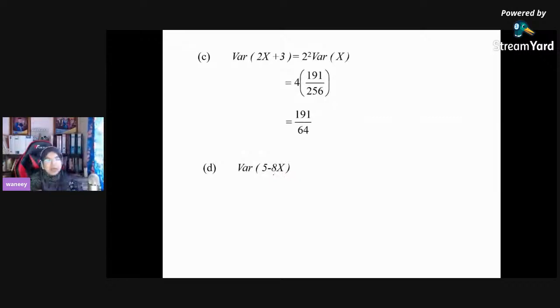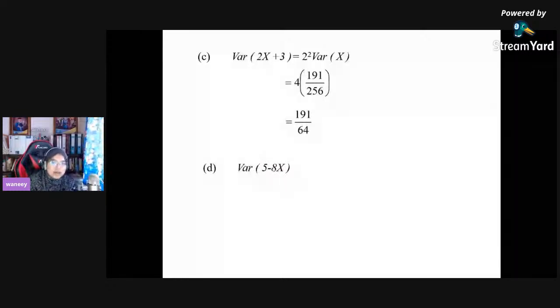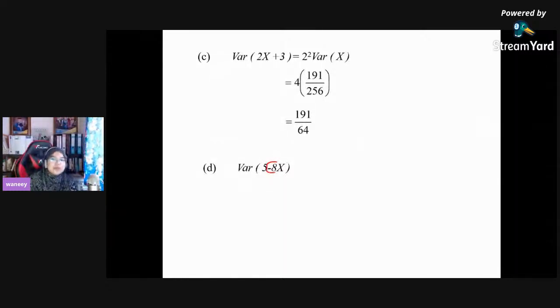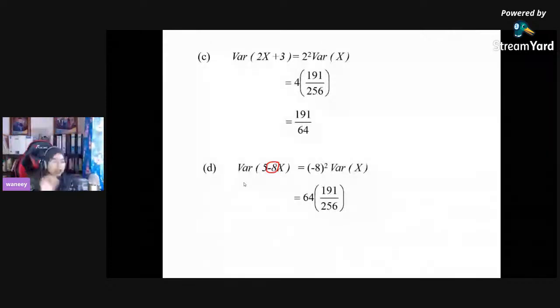So this one is where the mistake always comes, because you forgot that you should refer to the coefficient of x. The coefficient of x is negative 8. So it's supposed to be negative 8 square, not 5 or negative 8. So negative 8 square multiplied with variance of x. Negative 8, if you square it, will become 64. So 64 multiplied with 191 over 256. Do make sure to simplify that. And your final answer is equal to 191 over 4.